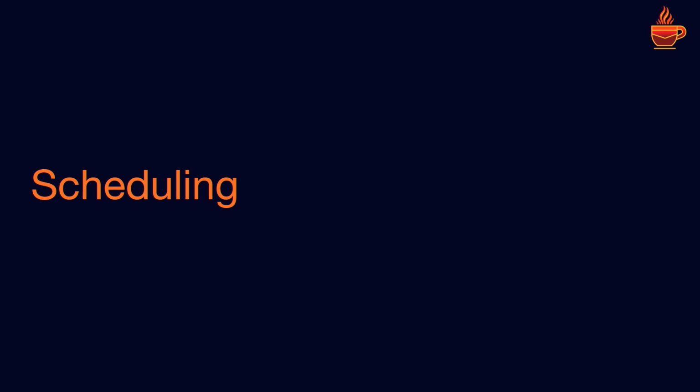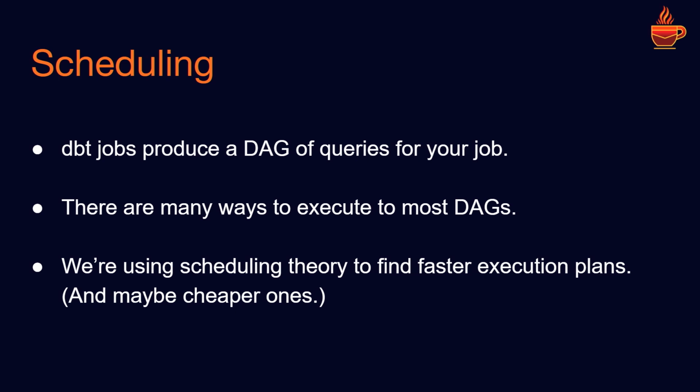Scheduling. So specifically, we are talking about offline scheduling for your DBT jobs. When you run a DBT job, you are going to get a DAG of queries for it. For people who are not familiar with graph theory, a DAG is a dependency graph, or specifically a directed acyclic graph. So it just tells you which queries depend on which other queries.